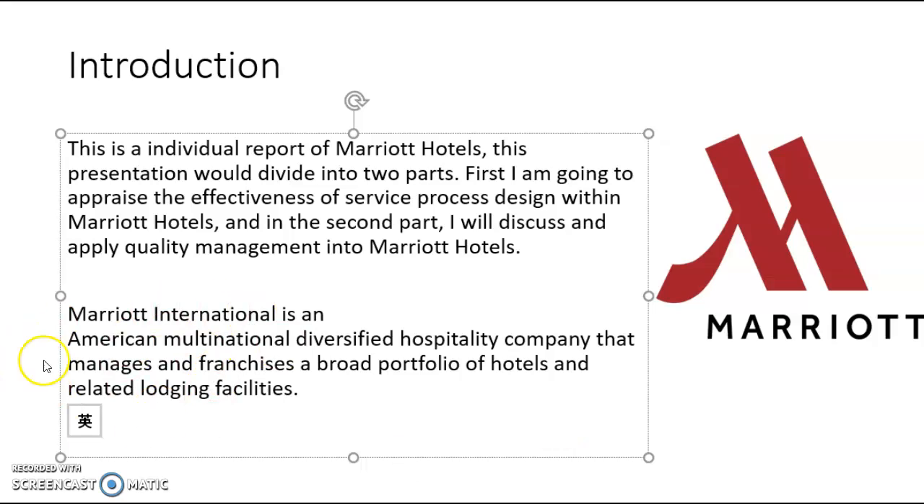Here is some background of Marriott Hotel. Marriott International is an American-based international hotel chain.